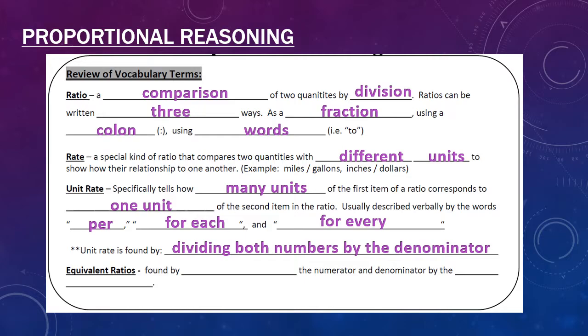And the last vocabulary that we're reviewing is equivalent ratios. You can also put in parentheses equivalent fractions because it's the same thing, but equivalent fractions or ratios can be found by multiplying or dividing the numerator and denominator by the same constant value. So that's like multiplying or dividing by 2, or multiplying or dividing by 3.